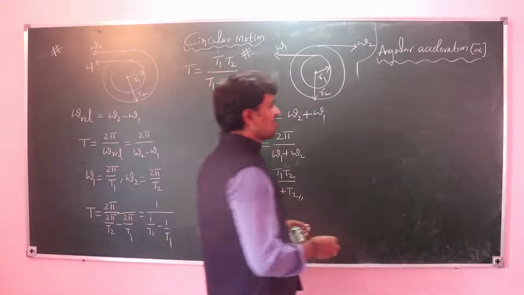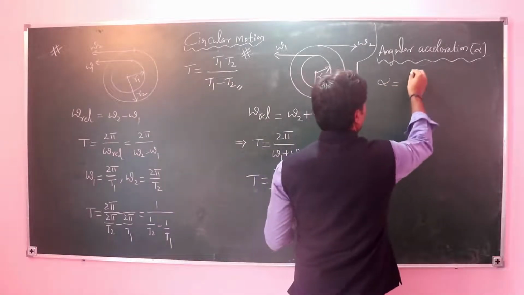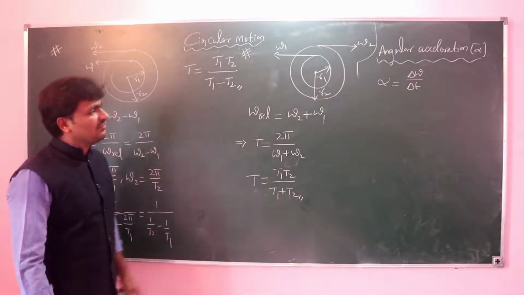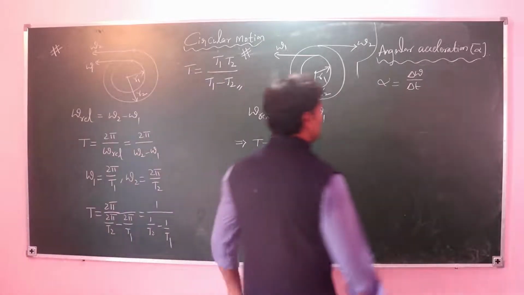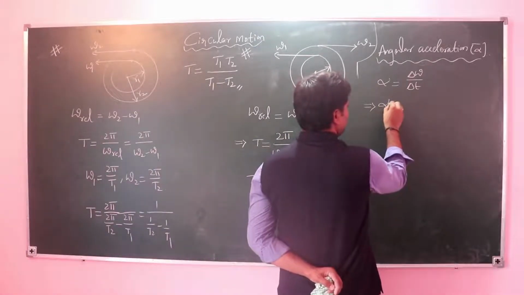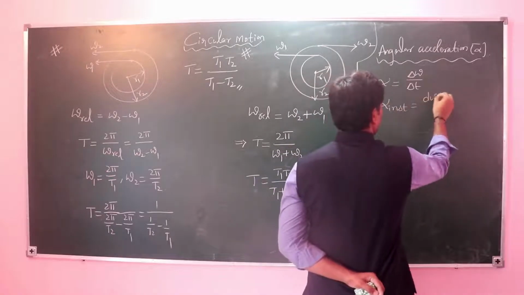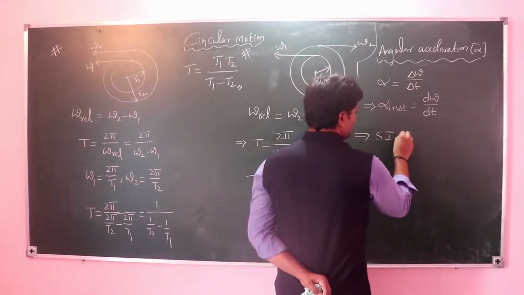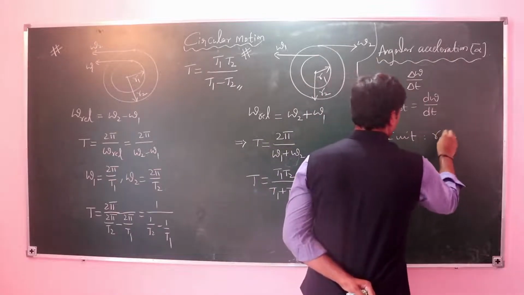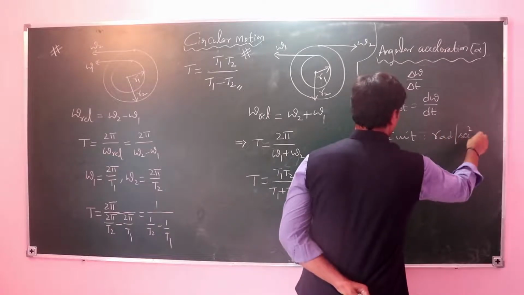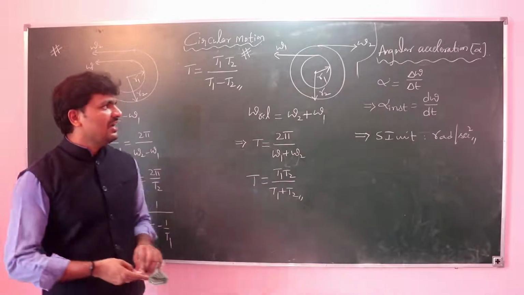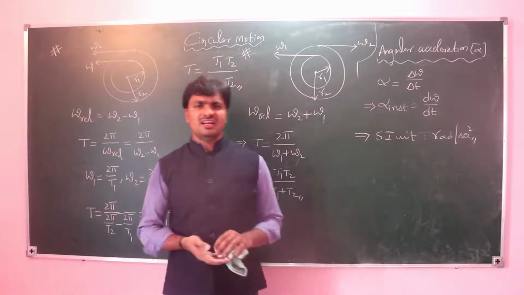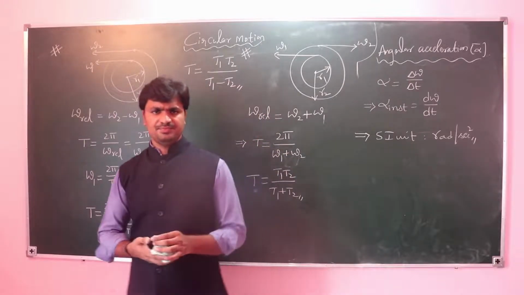The angular acceleration alpha is equal to the rate of change of angular velocity, delta omega by delta t. The rate of change of angular velocity is called angular acceleration. And the instantaneous value is simply d omega by dt. The SI unit you get is radian per second square. This is the angular acceleration. Angular acceleration means simply the rate of change of angular velocity.